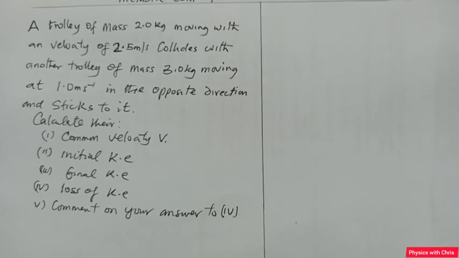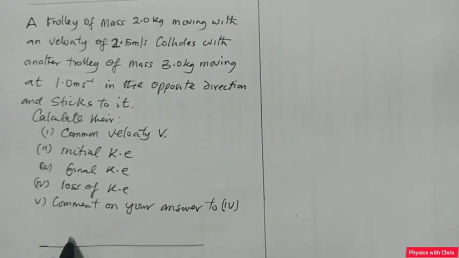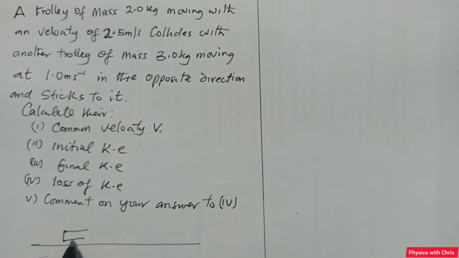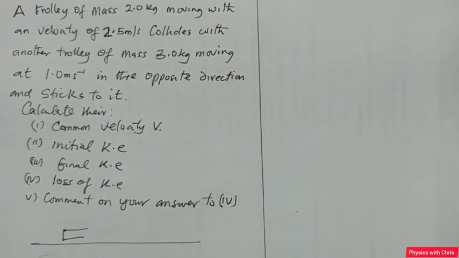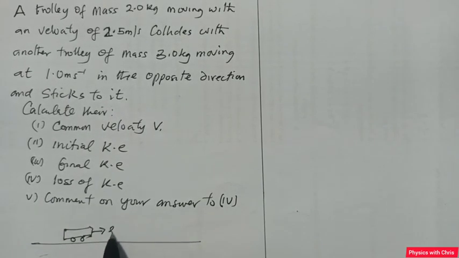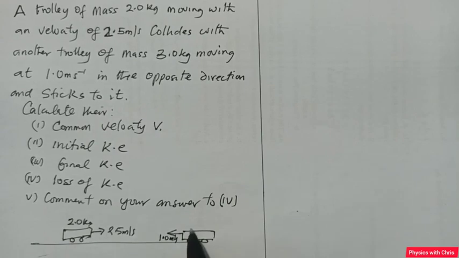Let's just get a picture of what is happening. Here is the first trolley moving with a speed of 2 meters per second in this direction along the positive x-axis. The mass is 2 kg. And I have the second trolley moving with a speed of 1 meter per second towards the negative x-axis. The mass is 3 kg. Now this is the situation before the impact, before they collided.